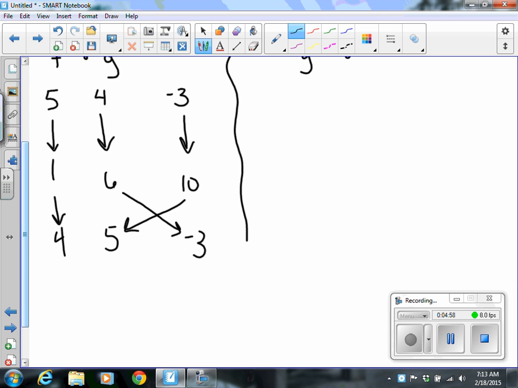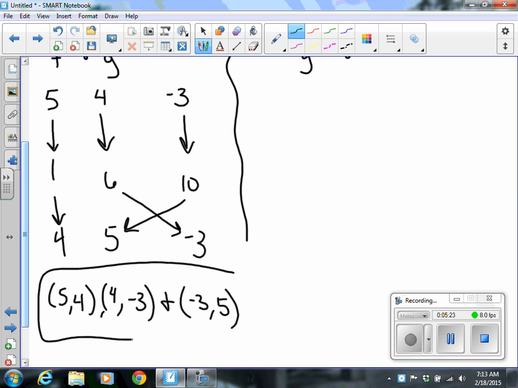I'm going to start with the very beginning, the 5, 4, -3. Where did I end up? With the 5, I follow my arrow straight down to the bottom line. My 5 went to 4. The 4 went to -3. And the -3 went to 5. So right there is my bottom answer.